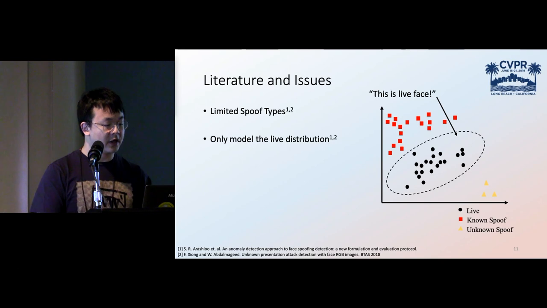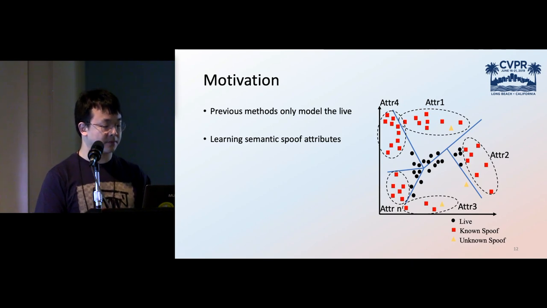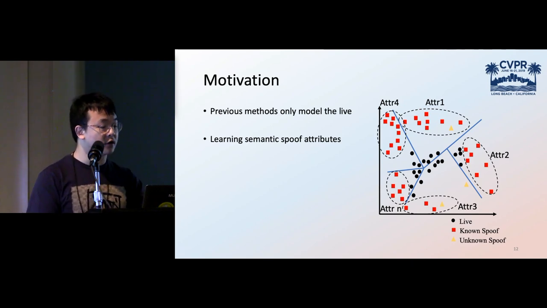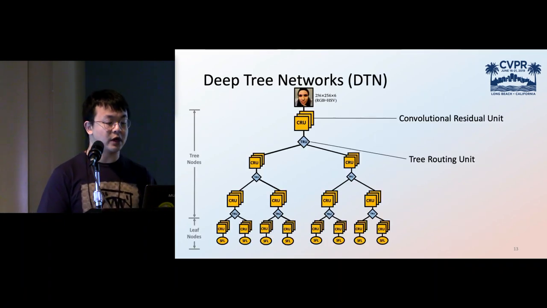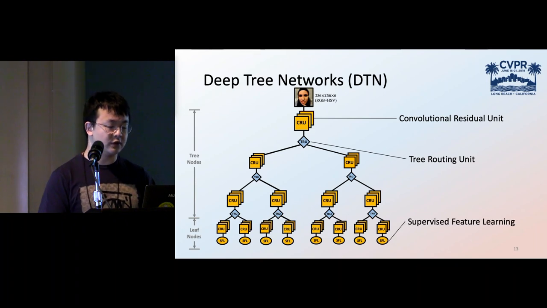More importantly, those methods only model the distribution of the true phase and detect the unknown attack as an anomaly. We believe if we can learn a semantic embedding from the known attack to represent the unknown, we can get a better zero-shot performance. Therefore, we propose our deep tree neural network. It consists of normal convolution layers, tree routing units, and supervision in the leaf nodes.